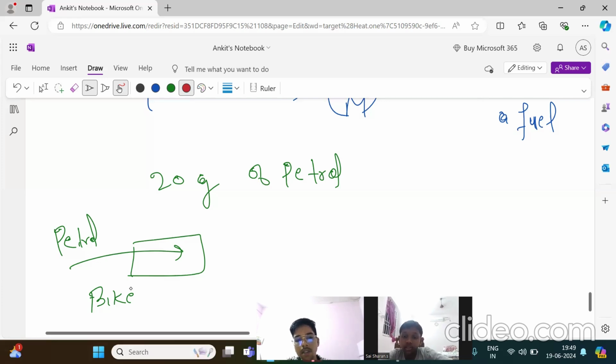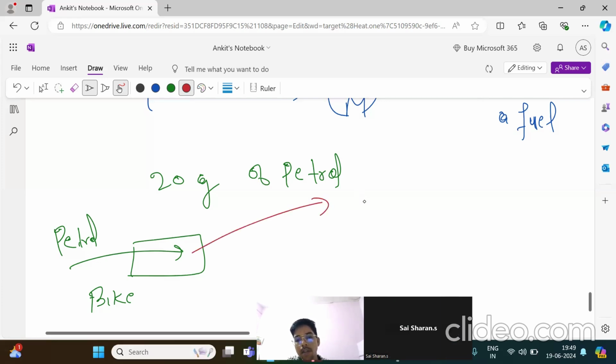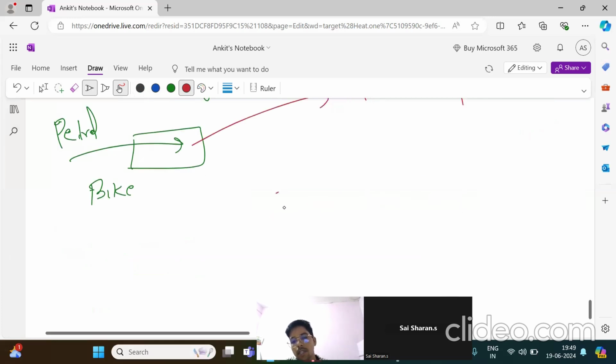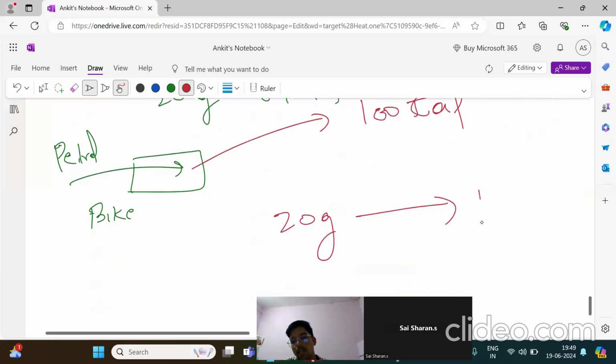Then how much energy is released? For example, 100 joule. This 100 joule of energy you are using in order to run your bike. So from 20 gram, you can say 100 calorie, not joule, calorie. So from 20 gram of petrol, how much energy are you producing? 100 calorie.